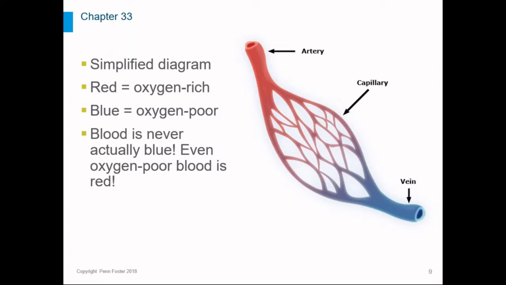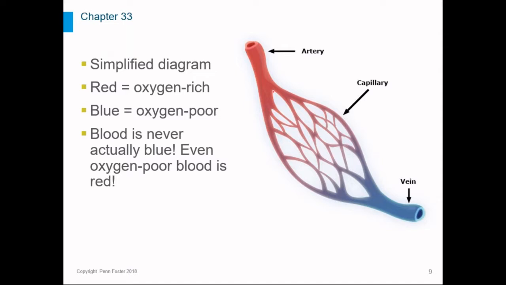This is a simplified diagram showing the connections. So you have arteries, which branch off into capillaries, and then the capillaries kind of come back together and drain into veins. Now, in real life, there are much more capillaries connecting each artery and vein.